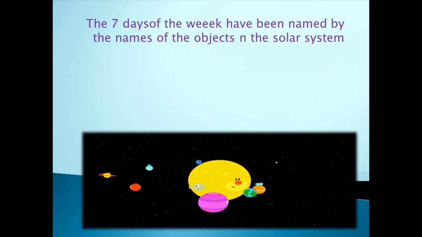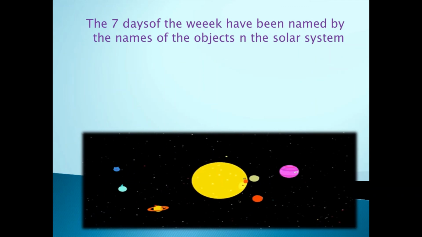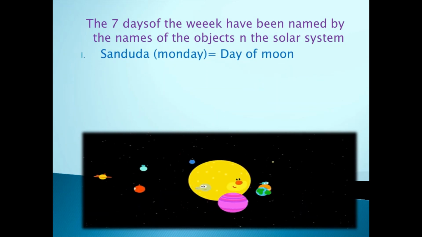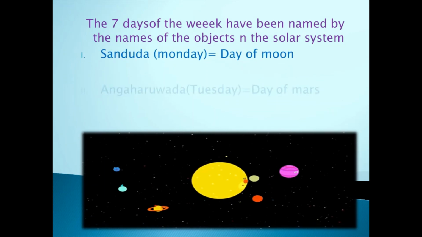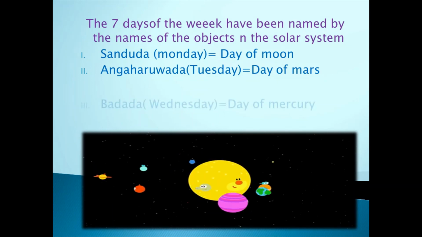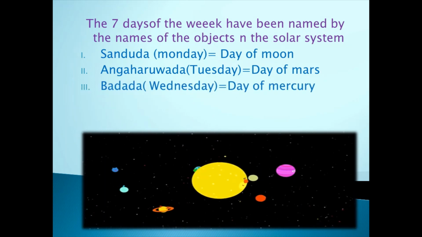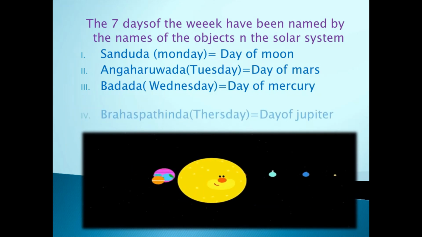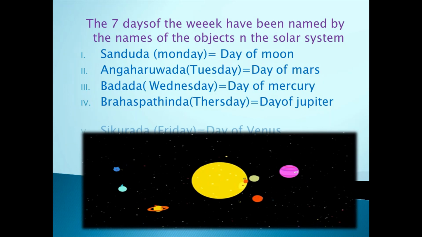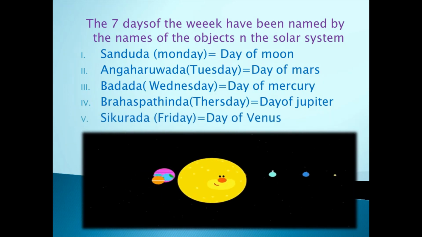The 7 days of the week have been named after objects in the solar system. Sandudā, Monday, the day of the moon. Angaharuvādā, Tuesday, the day of Mars. Budhadā, Wednesday, the day of Mercury. Brahaspatindā, Thursday, the day of Jupiter. Sikurādā, Friday, the day of Venus.